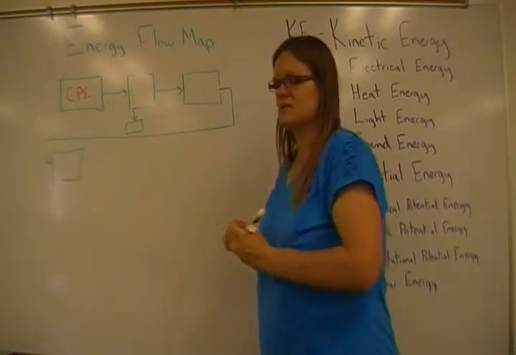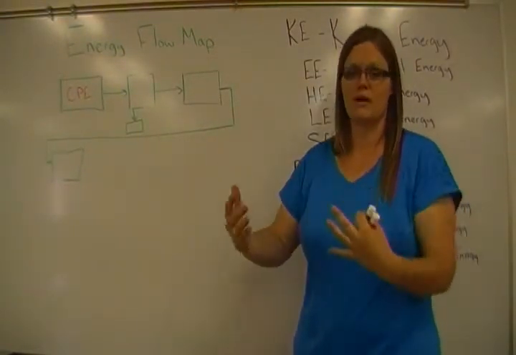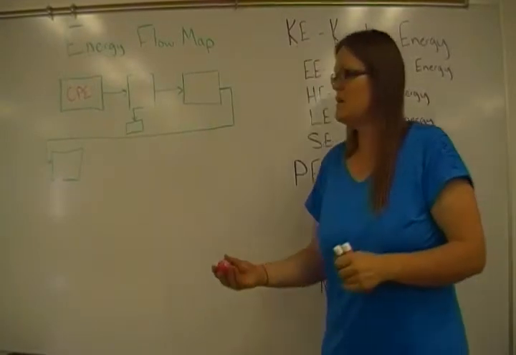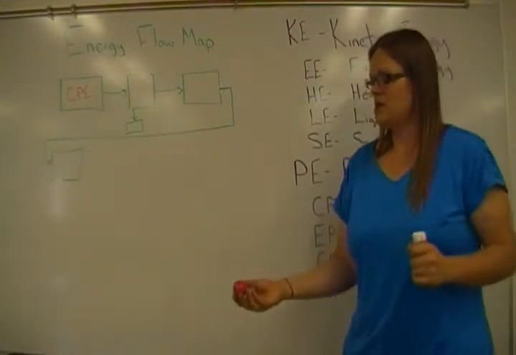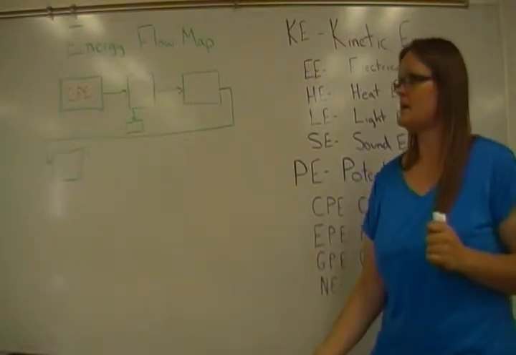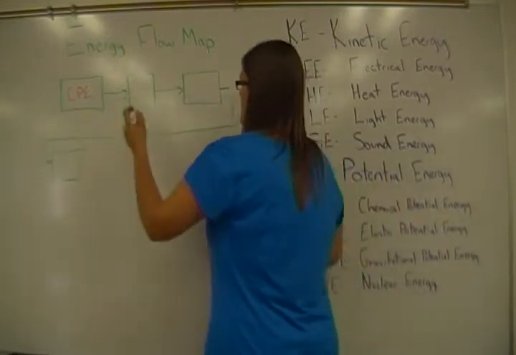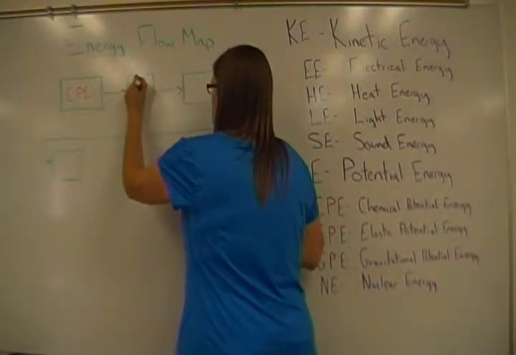Now my body uses that chemical potential energy from my food to let me move around. So when I use that chemical potential energy, I'm transferring it to kinetic energy in my movements, and then I can toss this bouncy ball into the air and give it kinetic energy.